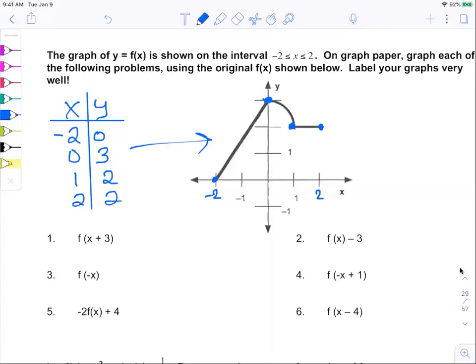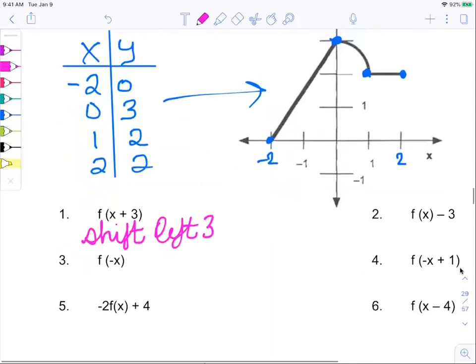So if you look at number 1, Peter, what is number 1's notation telling you to do with the graph? Shift it to the left 3. Right. So Peter, if we're shifting to the left 3, what does that mean you're going to do with your x values? You're going to subtract 3 from them.